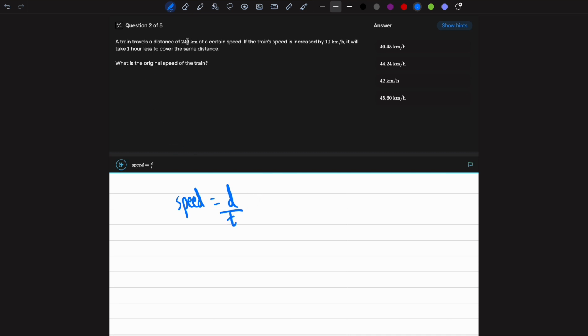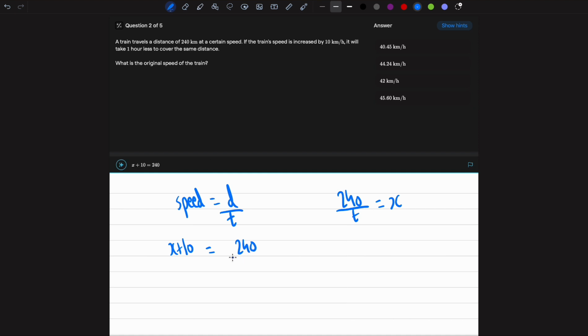Well, we know the distance here is 240, right? So this is 240 over time, some specific time, is equal to our speed. Now I'm going to call the speed x. Let's just call it x. That's what we need to find. Now we're increasing the speed by 10 kilometers per hour, and it will take 1 less hour to cover the same distance. So that means that our new speed is going to be x plus 10, is equal to, and then the distance stays the same, so that's 240, because it said same distance, right?